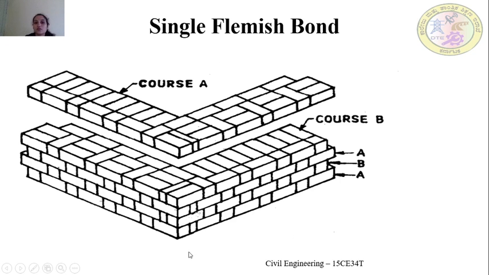Okay. In this isometric view, we can understand much better what the English bond pattern is. This is course A and this is course B. In course A, a header is placed, next to the header a closure is placed, and next to the closure a stretcher is placed, and then header, stretcher, header, stretcher, header, and stretcher.